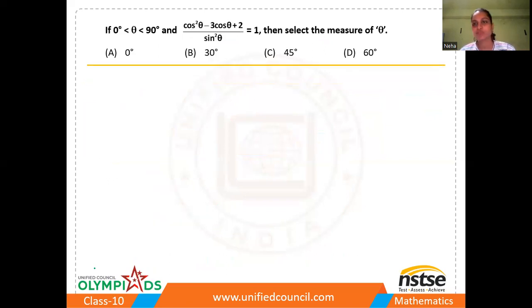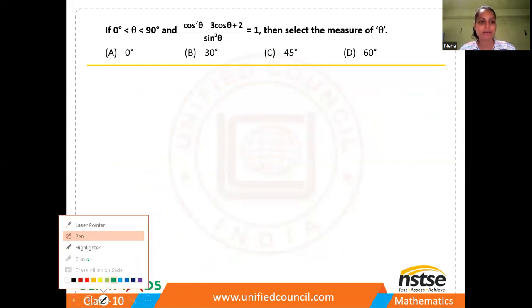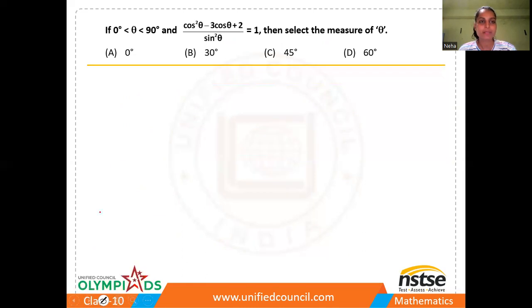Okay. Now the next one. Here is the next question, my dear students. So the next question is nothing but this: theta belongs from 0 degree to 90 degree, and cos square theta minus 3 cos theta plus 2 over sin square theta is equal to 1. Then select the measure of theta. Here we have to find the angle of theta, correct?